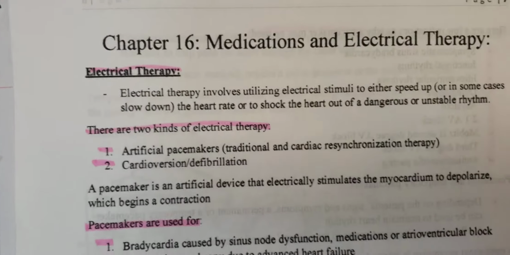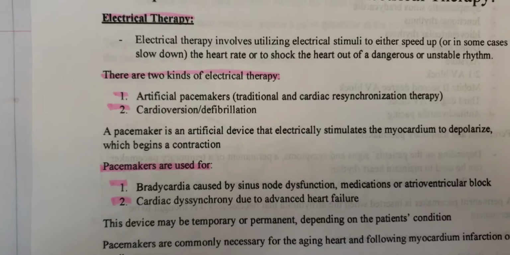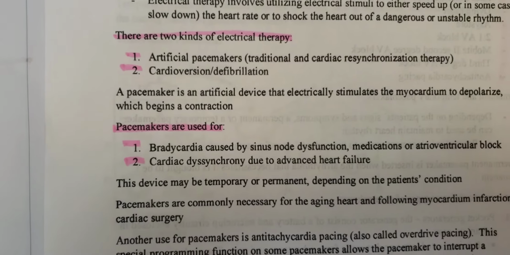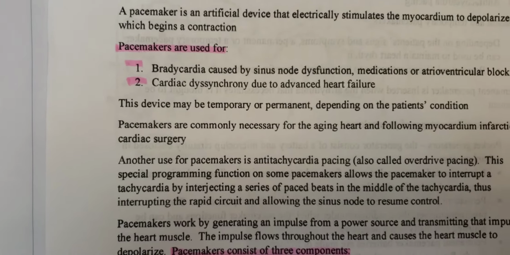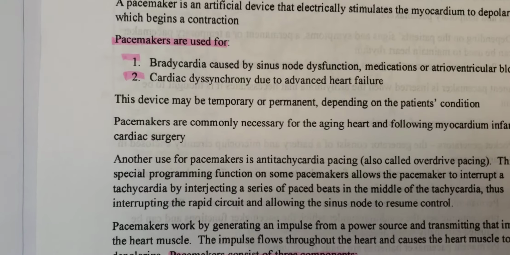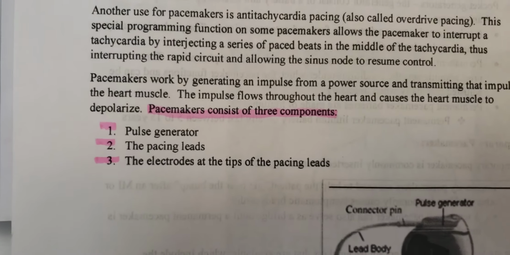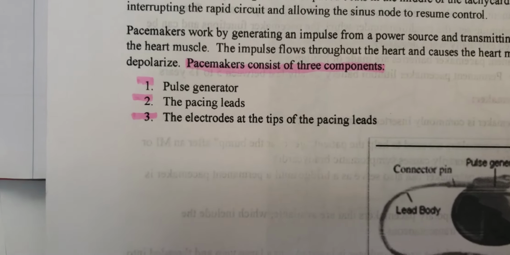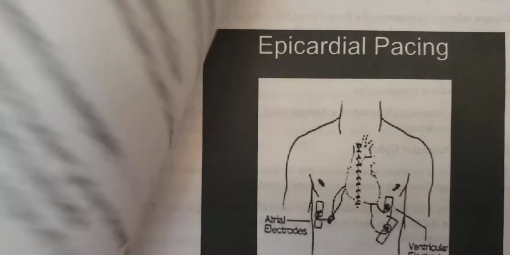Also, read up on your electrical therapy. Know that there are 2 kinds of electrical therapy. You have artificial pacemakers, either traditional or cardio resynchronization therapy, or you have cardioversion defibrillation. Know that pacemakers are used for when somebody has a bradycardia and that you might have a cardiac dyssynchrony effect. Know that pacemakers consist of 3 components. You have your pulse generator, your pacing lead, and your electrodes, which are placed at the tip of your pacing leads.